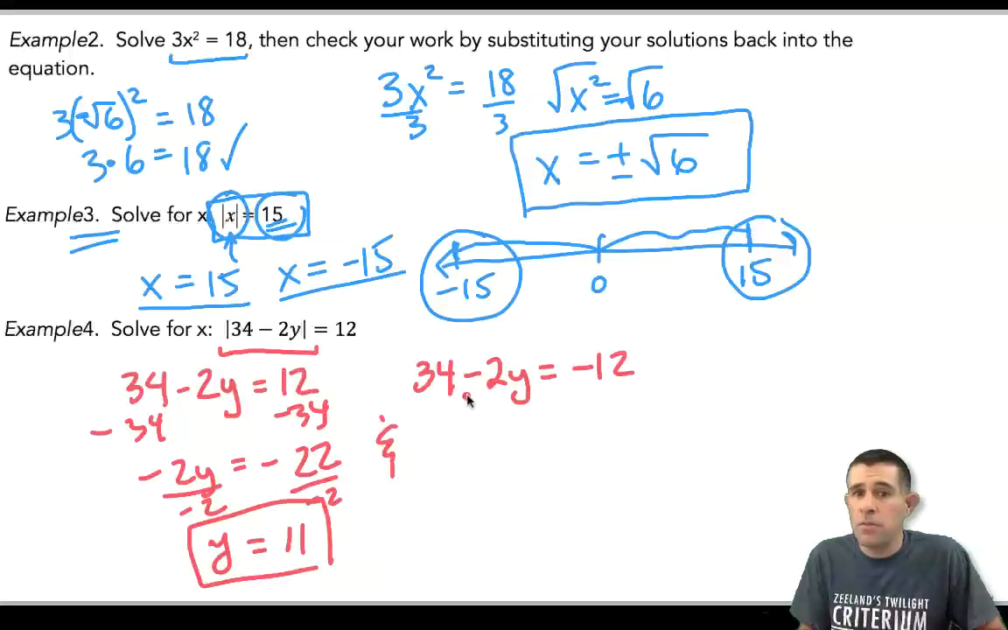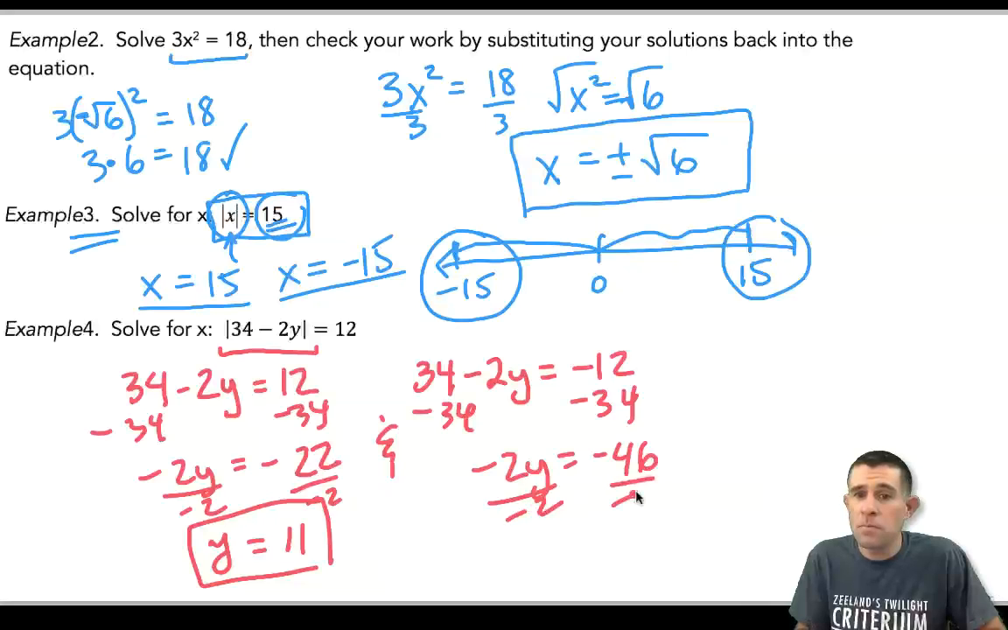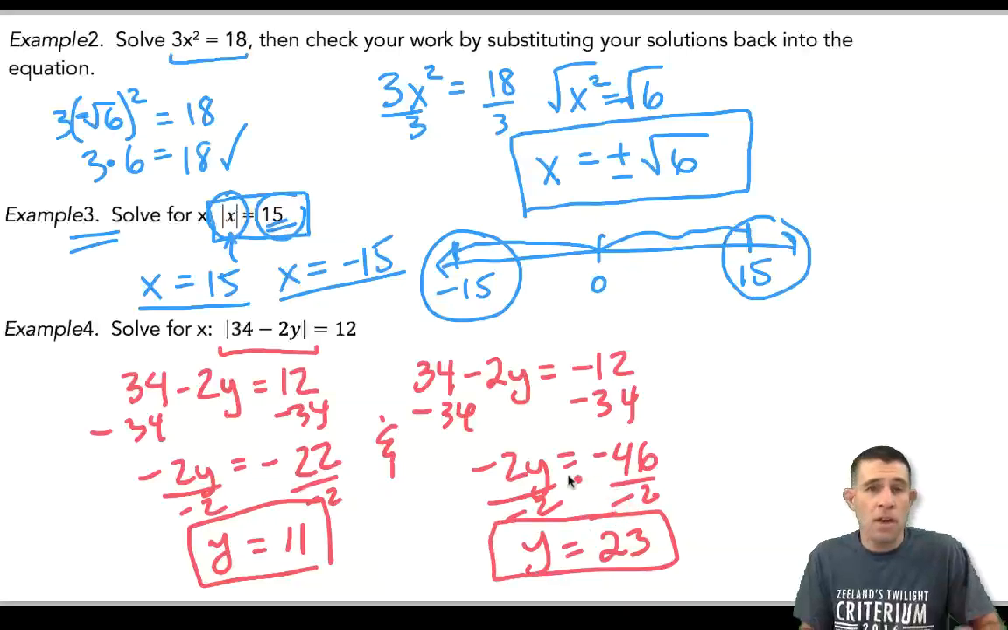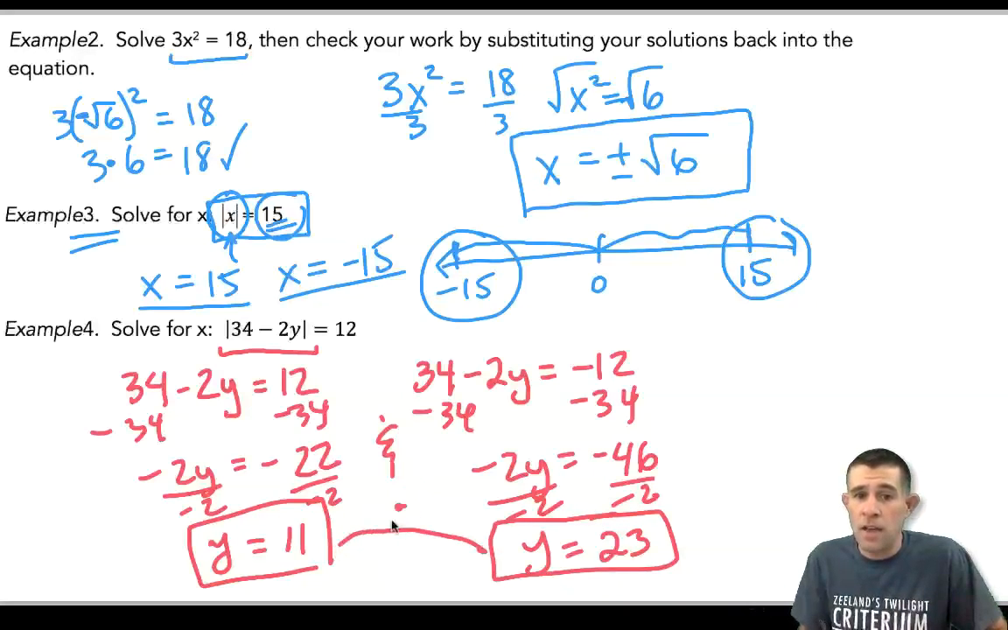And the other possible solution, again, we're going to solve for y, subtract 34. And we get negative 2y is equal to negative 46. Divide both sides by negative 2. And we get a y value that's equal to positive 23. So we say that we have two solutions here, both y equals 11 and y equals 23.